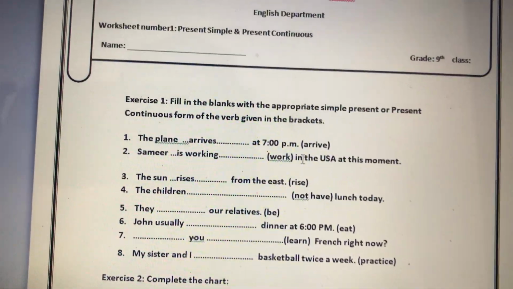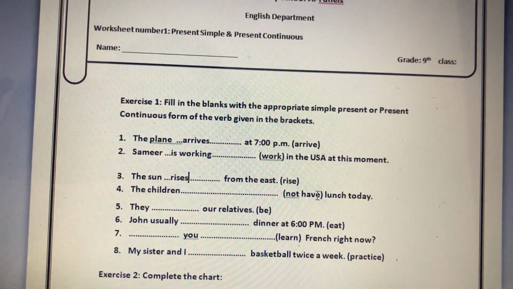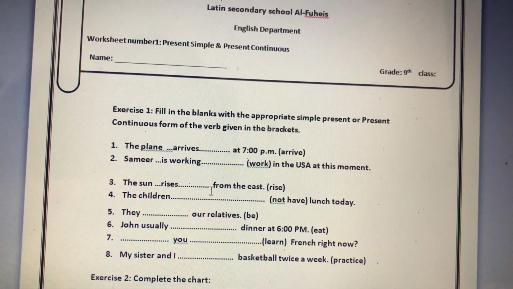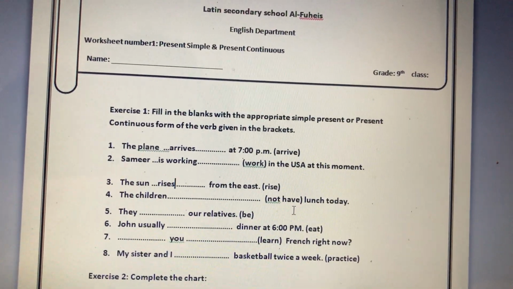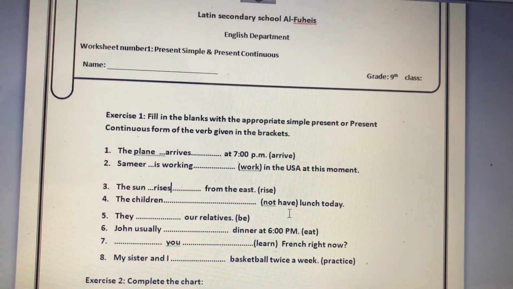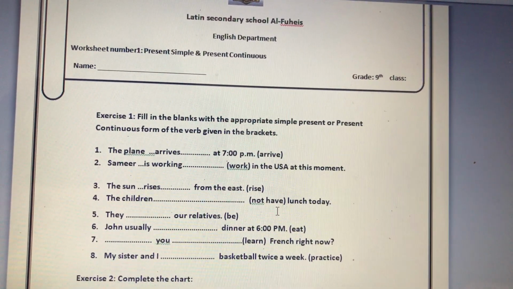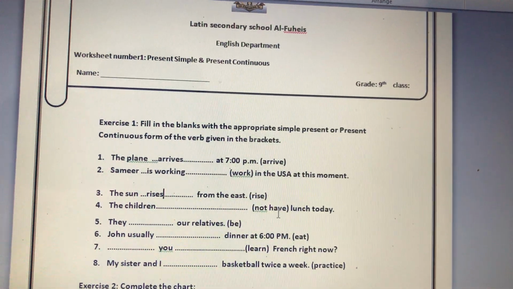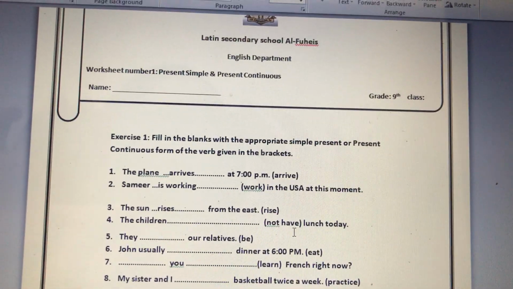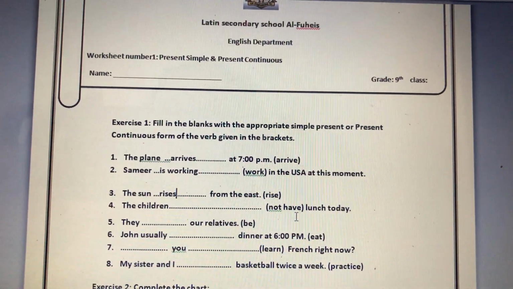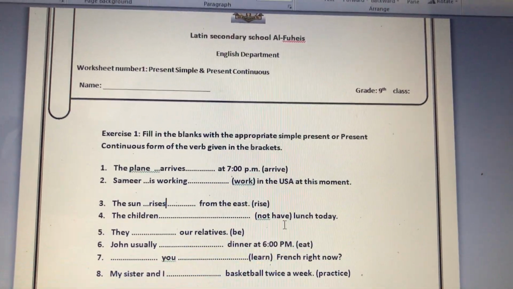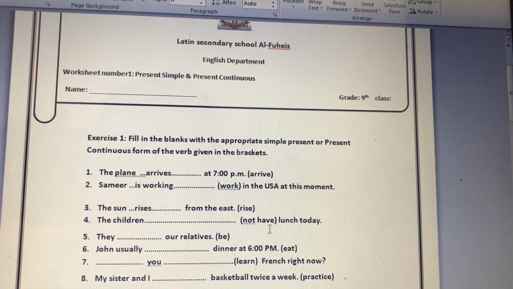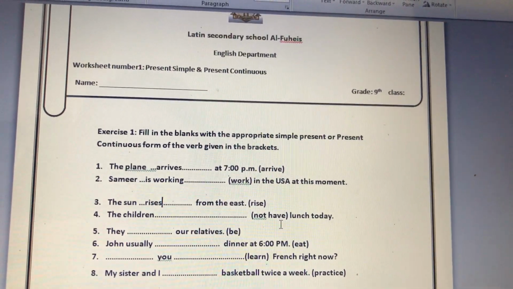Sentence number 4. The children, and we have the verb have with not, so it has to be in the negative. Lunch, and we have the keyword today. Here we said that for negatives and interrogatives or questions in the simple present, we have to add the auxiliary verb do. But in the present continuous, because we are using the verb to be, am, is, or are, they are very strong. So they do not need to have the auxiliary verb do.